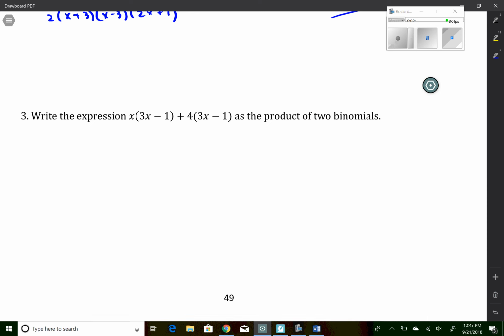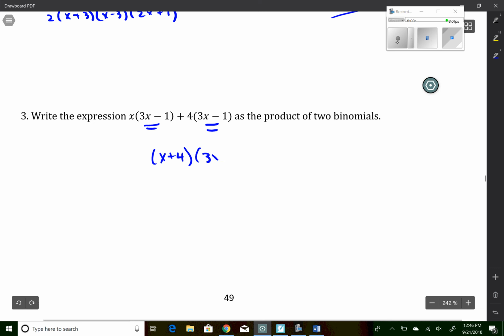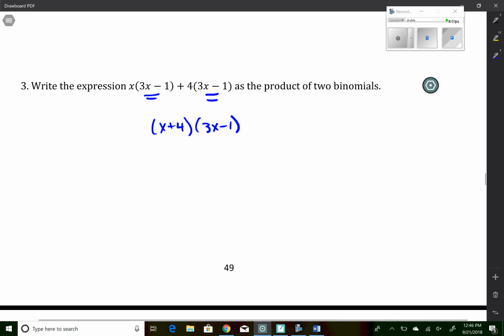Number 3, if we do some distributing, that would work, but instead, I see like terms. So I can factor this to x plus 4 and 3x minus 1. Now, if you distributed it, you're just going to get a trinomial that you can factor using the AC method like we did in the previous lesson. And it totally would still work. It's just a lot more work. If you see the structure, it makes it way easier.